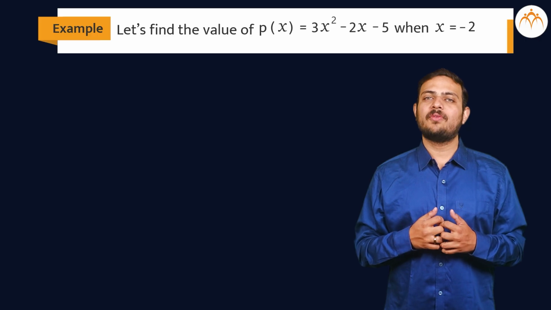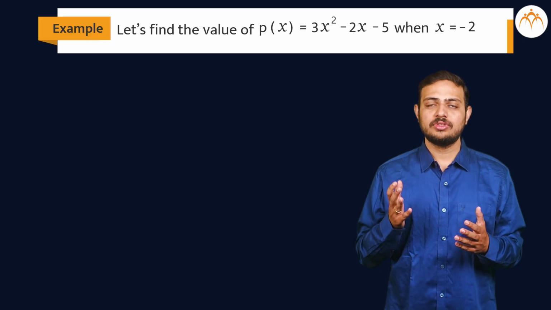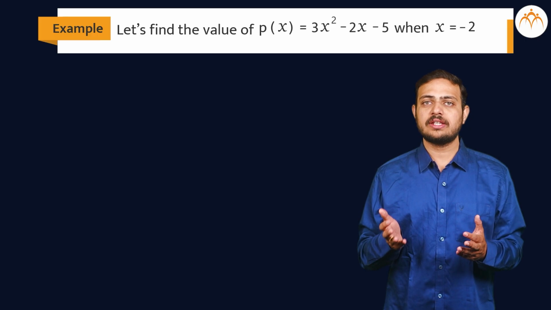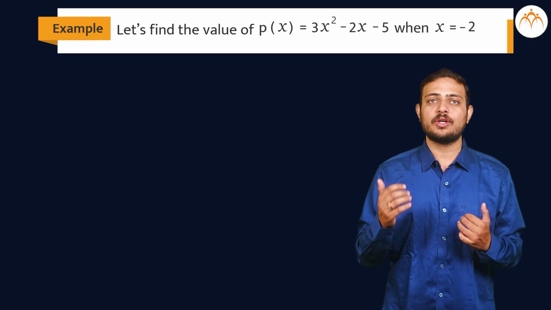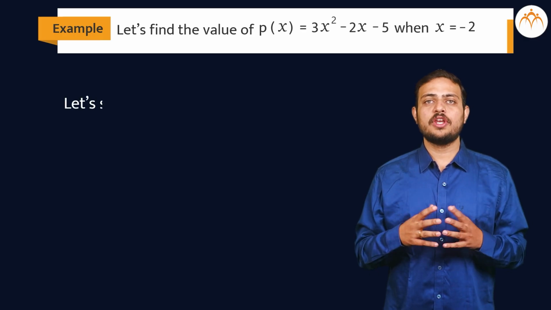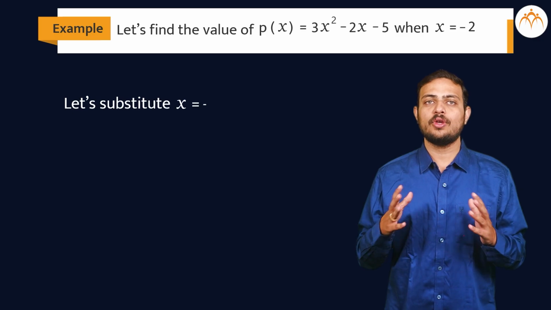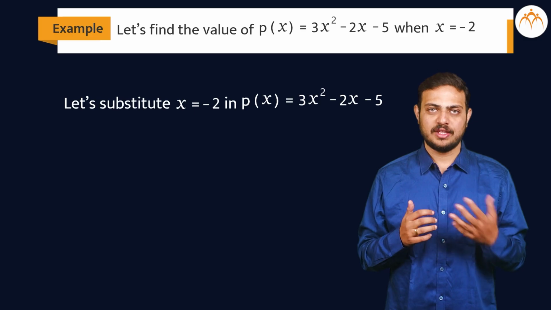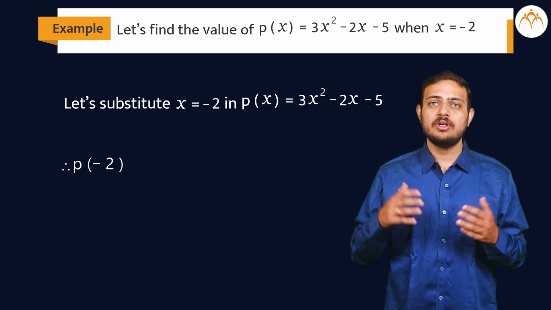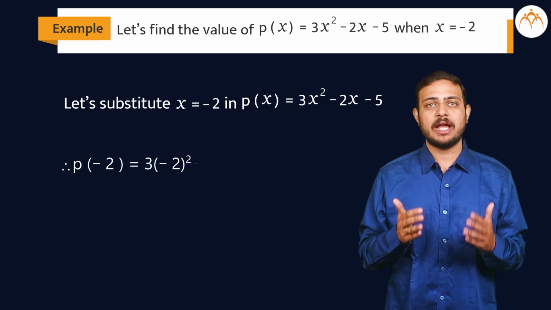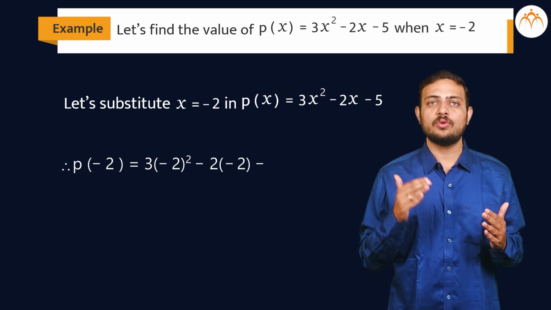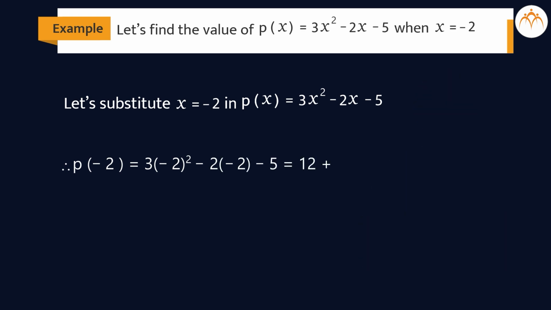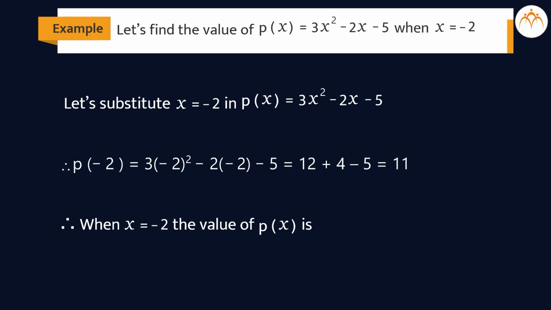Now, let's find the value of p of x is equal to 3x square minus 2x minus 5 when x is equal to minus 2. Let's substitute x is equal to minus 2 in p of x equal to 3x square minus 2x minus 5. Therefore, p of minus 2 is equal to 3 into minus 2 square minus 2 into minus 2 minus 5 equal to 12 plus 4 minus 5 equal to 11. Therefore, when x is equal to minus 2, the value of p of x is 11.